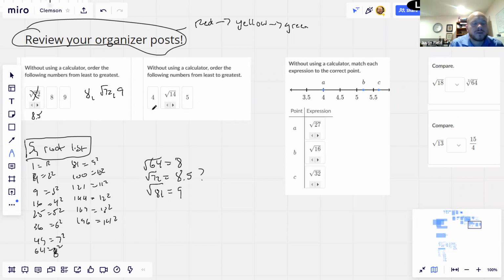We could do the same thing with this: 4, root 14, and 5. Well, 4 squared is 16, 5 squared is 25. Oh, so this is less than 4, because 4 squared is 16, right? So what must that be? Square root of 14. Well, that's in between 9 and 16, in between this 3 and 4.